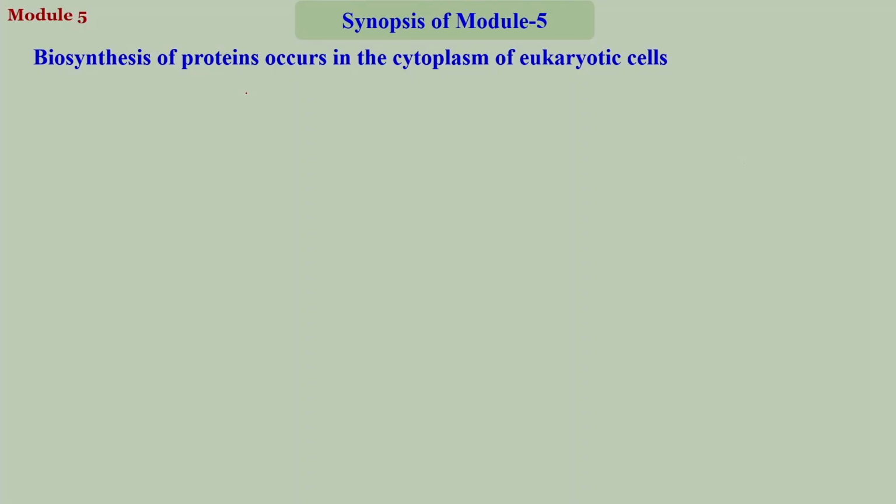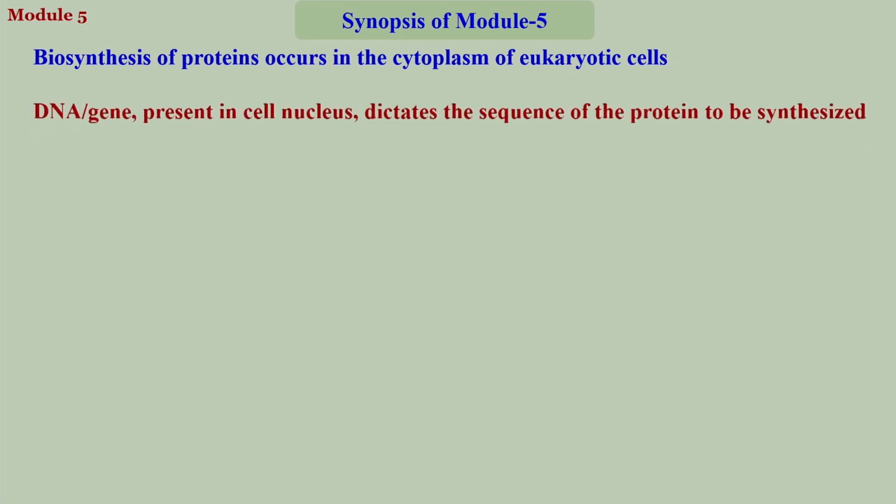Now, with this I will come to an end of this module 5. What we have discussed in this module is fully about the biosynthesis of proteins. Biosynthesis of protein occurs in the cytoplasm of eukaryotic cells. How does it happen? It takes the information of the DNA or gene present in the cell nucleus, which would dictate the sequence of the protein that would be synthesized.